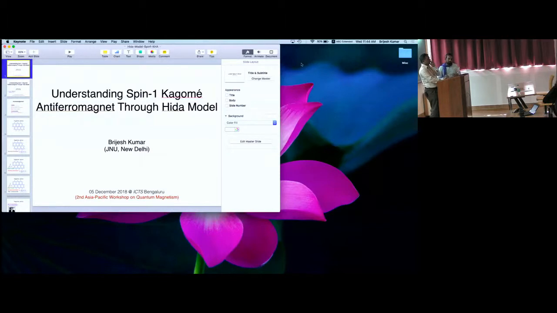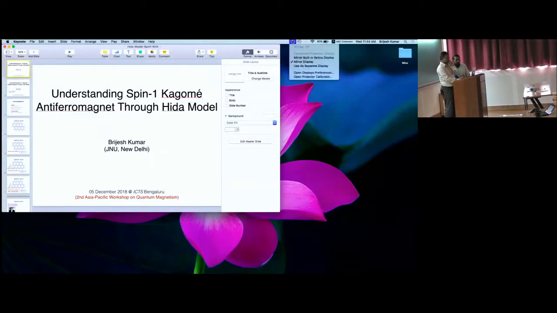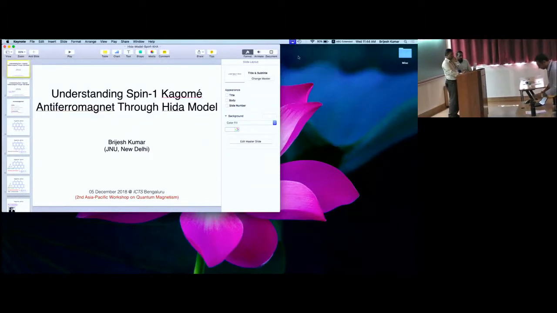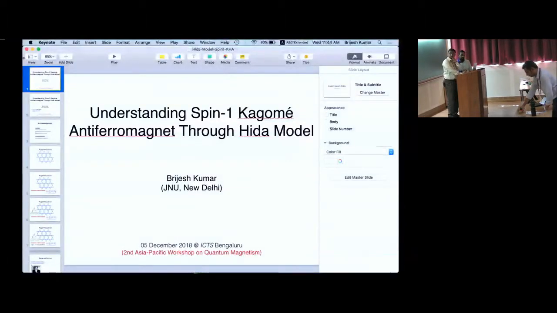Why is it not displaying mirror? Is it okay?